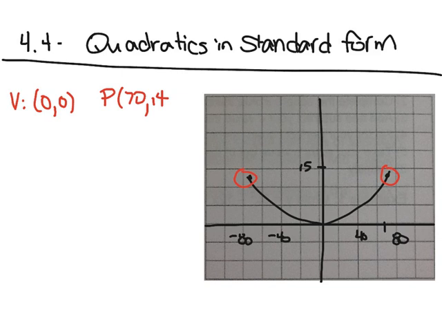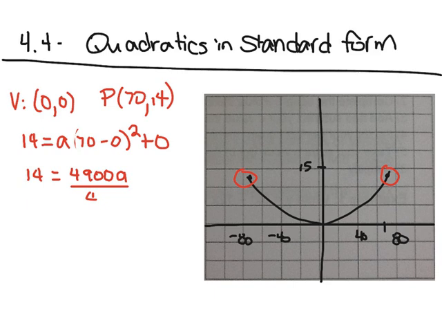So if we substitute this into the equation, y equals a (x minus 0) squared plus 0, and our x is 70. All we're left with is 14 equals 4,900a, divide by 4,900. And you should get 1 over 350 when you simplify it equals a. Because p and q are 0, you don't need to write them in. So all you have to put is 1 over 350 x squared. And that's the equation of our line.